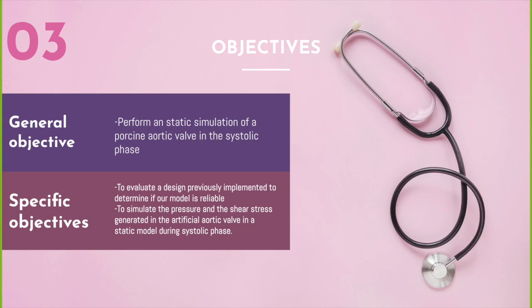Next slide, please. So we had a general objective for this project, which was to perform a static simulation of a porcine aortic valve in the systolic phase, and as specific objectives we needed to evaluate a design previously implemented to determine if our model was reliable, and we also had to simulate the pressure and the shear stress generated in the artificial aortic valve in a static model during the systolic phase.